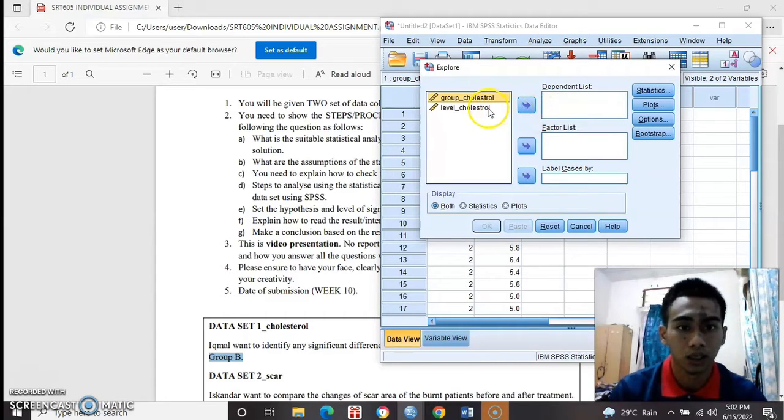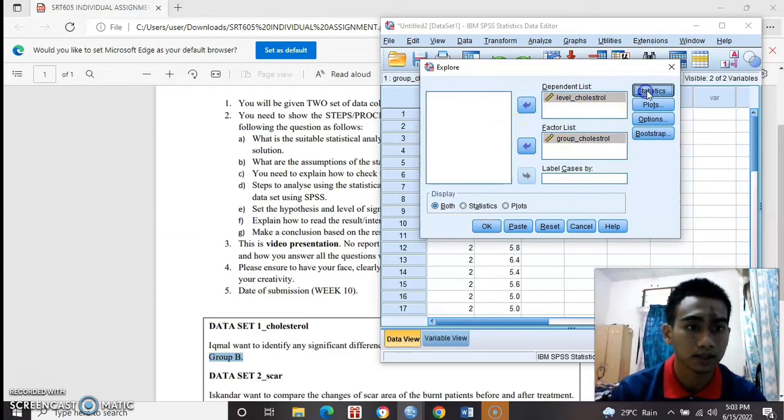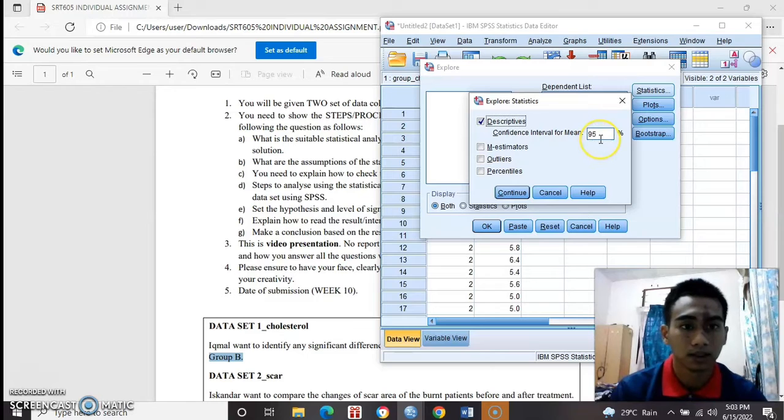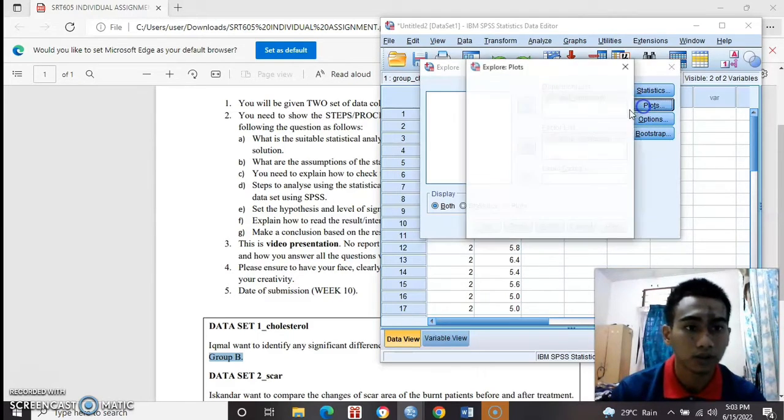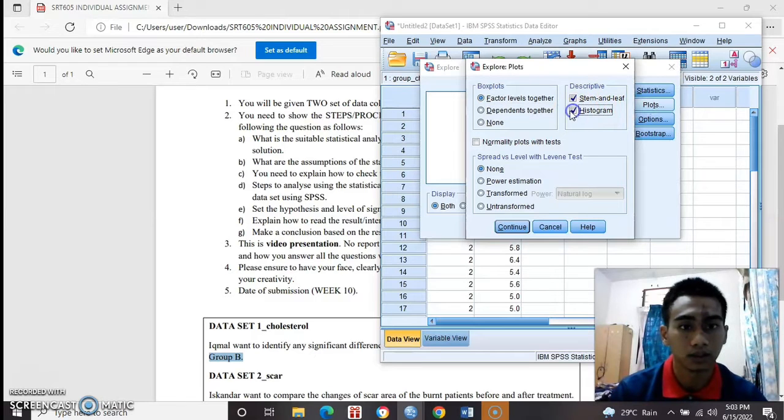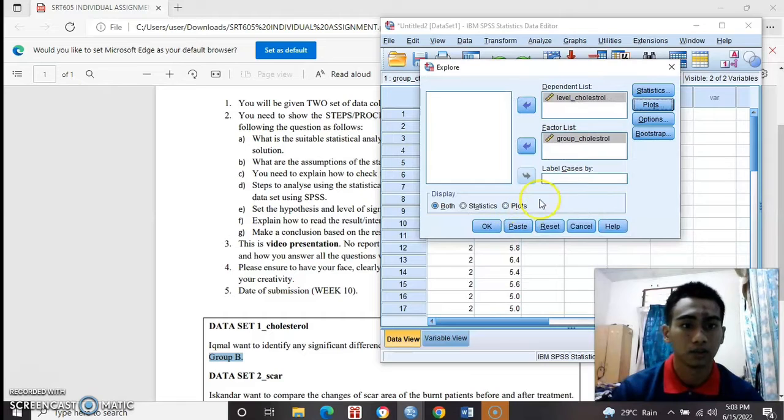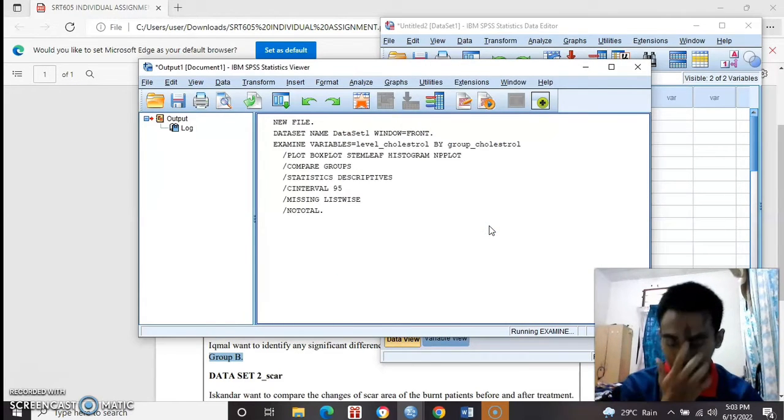Next we will put the level of cholesterol in the dependent list and the group of cholesterol in the factor list, and the statistic must be 95%. Click continue. For the plots, we click the histogram and normality plots with tests, and then we click continue and click OK and wait for the output.